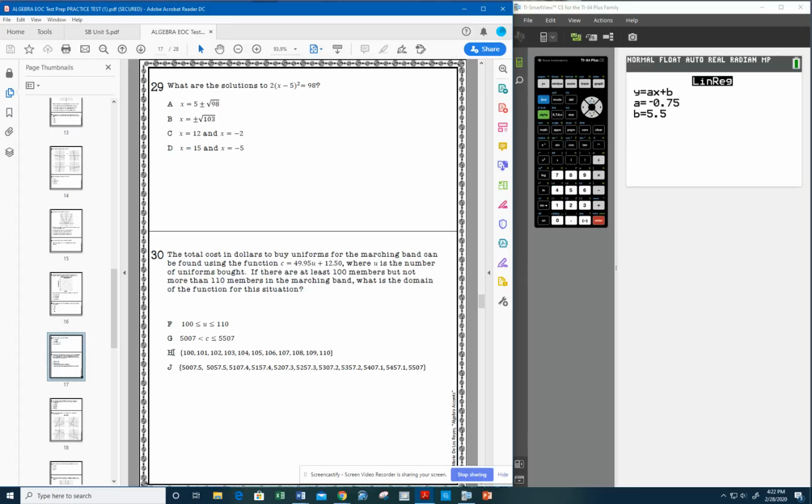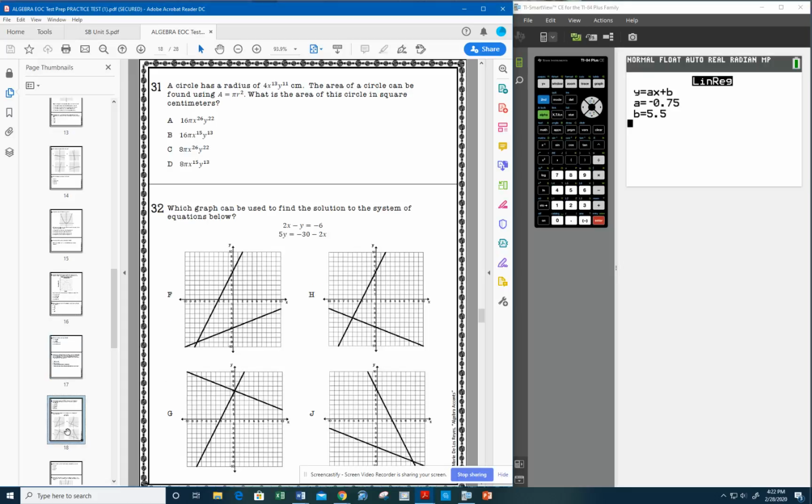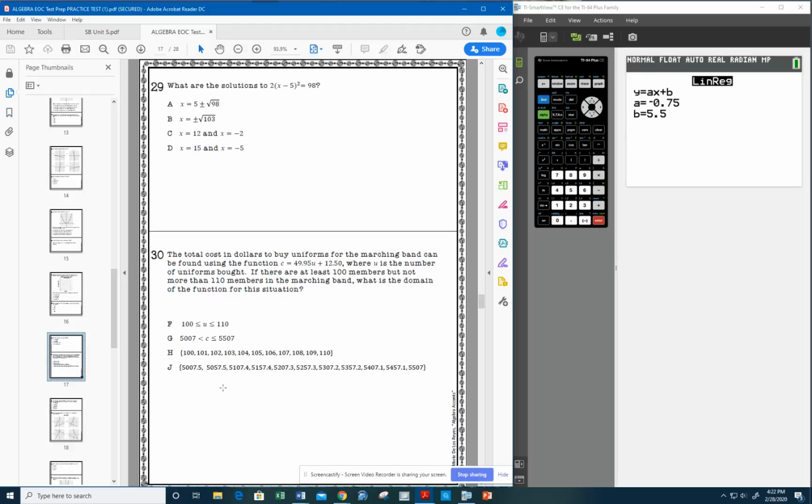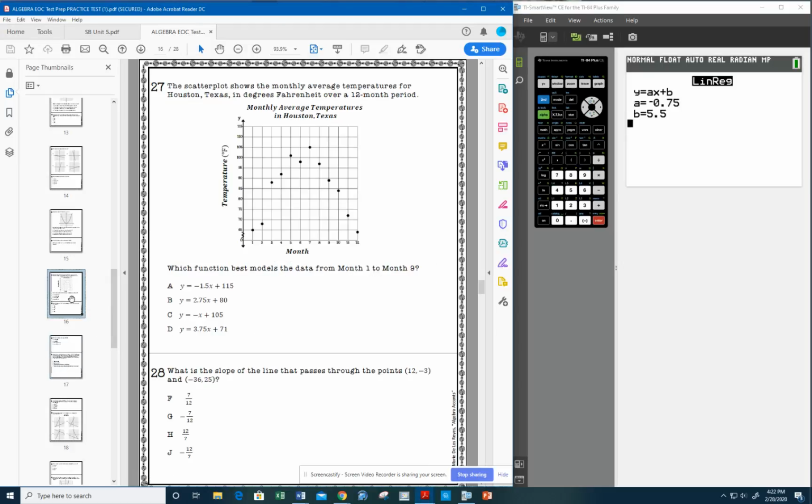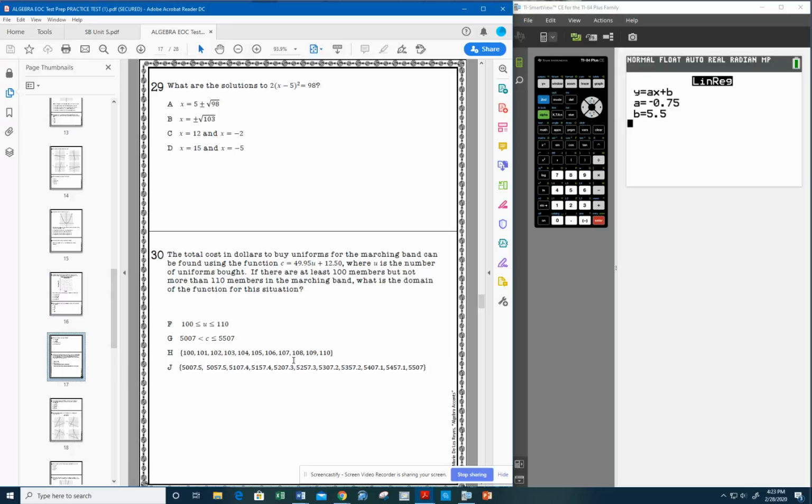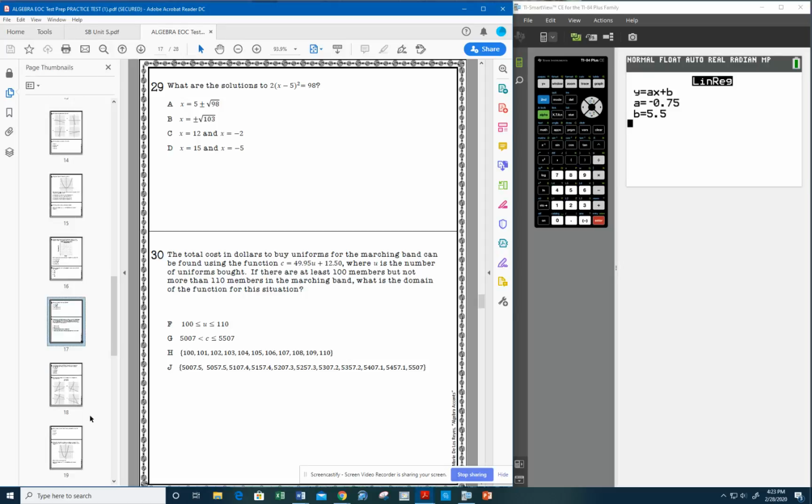Okay. The next one we want to look at is number 30. Oh, wrong page. Number 30. I guess, you know what, guys? I skipped 28. 28 is a slope. 30 is the domain and range. I apologize. Okay. But the next one after 30 is number 42.